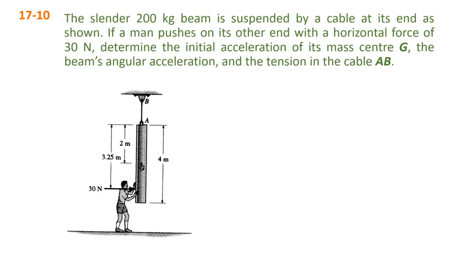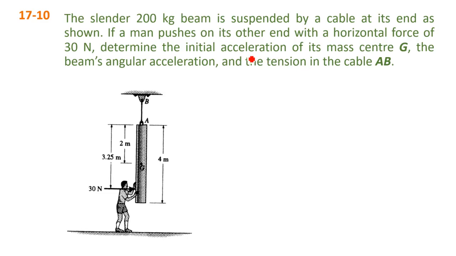Okay, so here we go with another example. A cylinder, a 200 kilogram beam, is going to be suspended by a cable at its end as shown. If the man pushes on its other end, now we're talking about suspended at A, and this guy is pushing from the other end with a horizontal 30 Newton force, determine the initial acceleration of its mass center G, the beam's angular acceleration, and the tension in the cable AB.